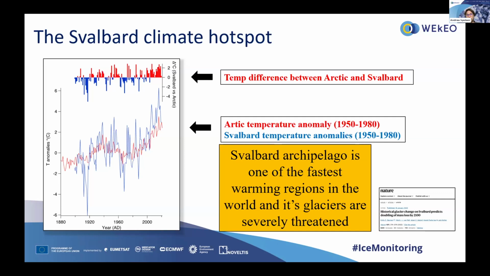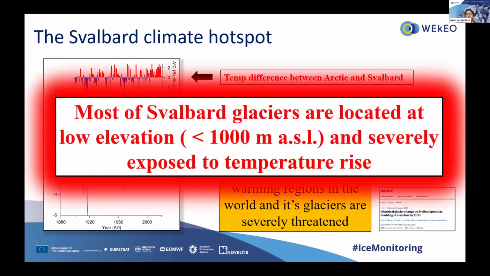And we also need to consider that one of the particularities of the Svalbard glaciers is that they are located at low elevation. On average, we are below 1,000 meters in elevation. So they are very exposed to changes in low atmosphere temperature. They are very exposed to climate change with all the consequences: mass loss, increase of water percolation, and so on.